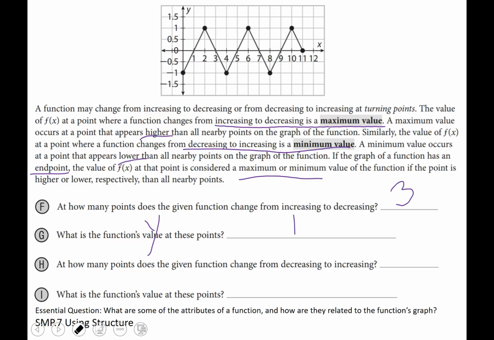Okay, so we're going to look now again at how many points the function changes from decreasing to increasing. So decreasing to increasing, there's 1. Decreasing to increasing, there's 2. And again, they want the value, the y value at those points. So if I read that y value off the graph, it's negative 1.